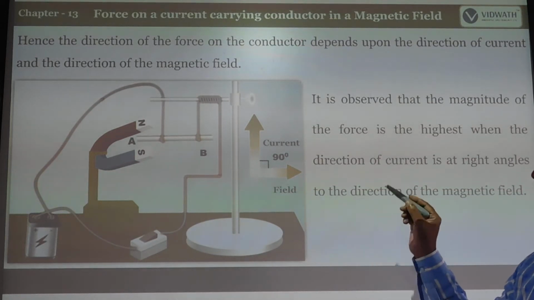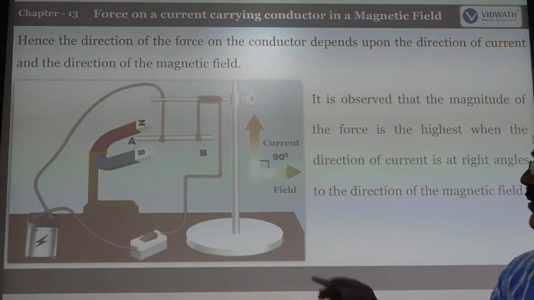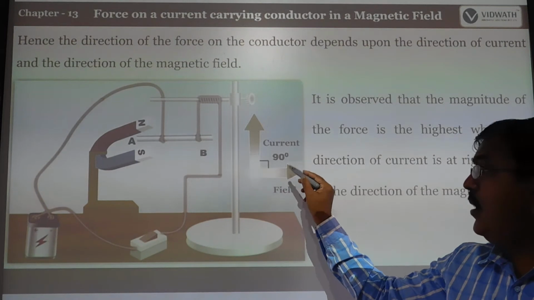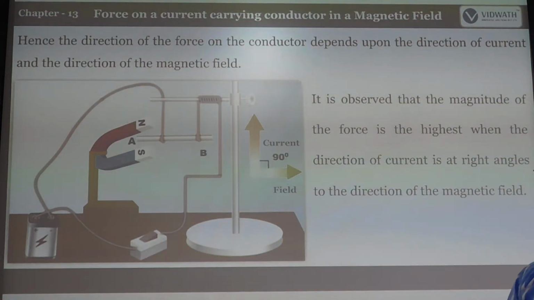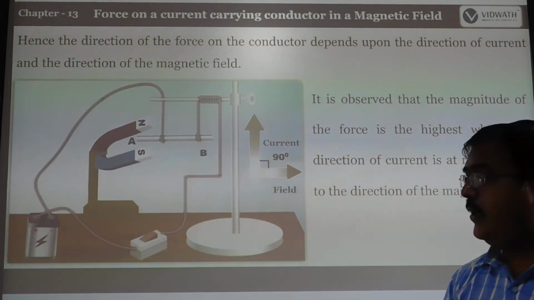So here it is observed that the magnitude of the force is highest when the direction of the current is at right angles to the direction of the magnetic field, that is, at 90 degrees to each other. It means the highest force occurs in that situation.